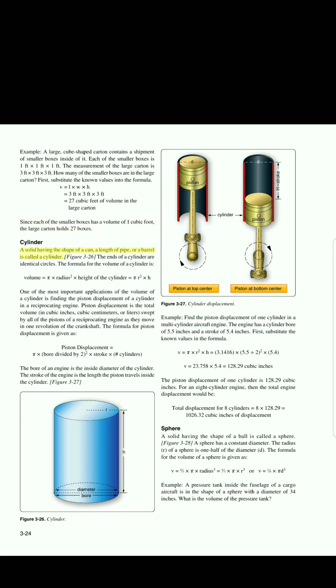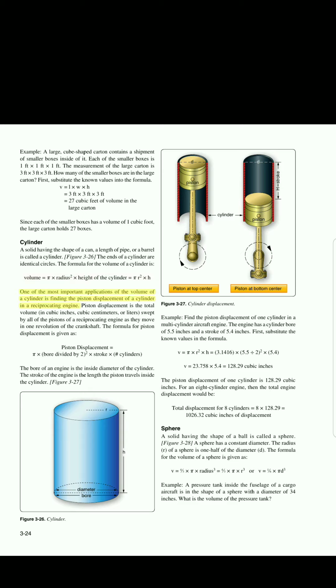Cylinder. A solid having the shape of a can, a length of pipe, or a barrel is called a cylinder. Figure 3-26. The ends of a cylinder are identical circles. The formula for the volume of a cylinder is volume equals pi times radius squared times height of the cylinder, equals πr²h.